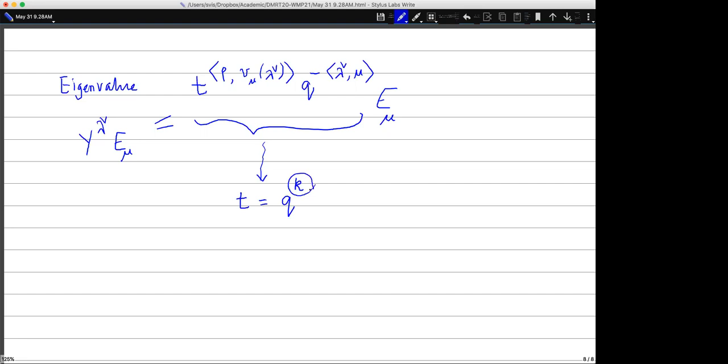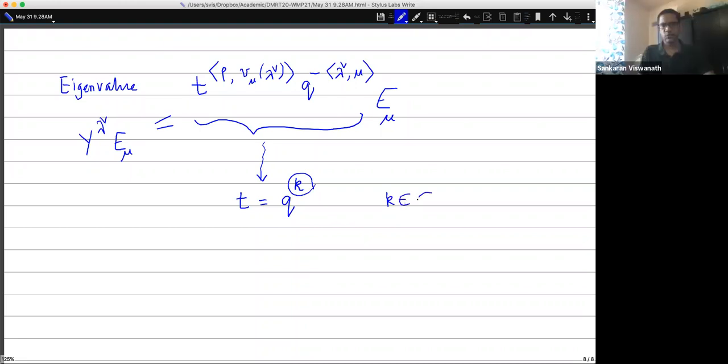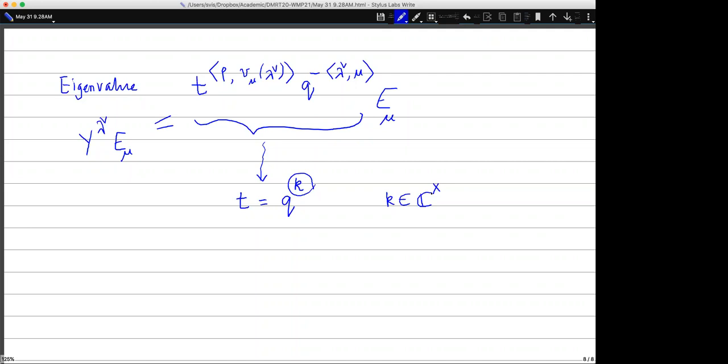So k is like a variable here? K is like some kind of an indeterminate to keep track of. I guess you can think of it as a complex number now, because q and t are all complex numbers. So in that sense, k is again a complex number, for instance.